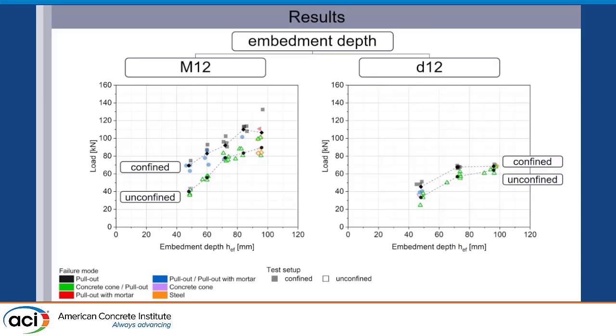Now going to the test results with the reinforcing bars. In this case, only three embedment depths were tested, 4D, 6D and 8D. For both confined and unconfined, we see an increase of the failure load up to 6D. Afterwards, similar to the M12 test, the confined test showed almost no increase in failure load, whereas for the unconfined we have an increase in failure loads. And of course, the transition of failure modes is observed for the reinforcing bar as well.